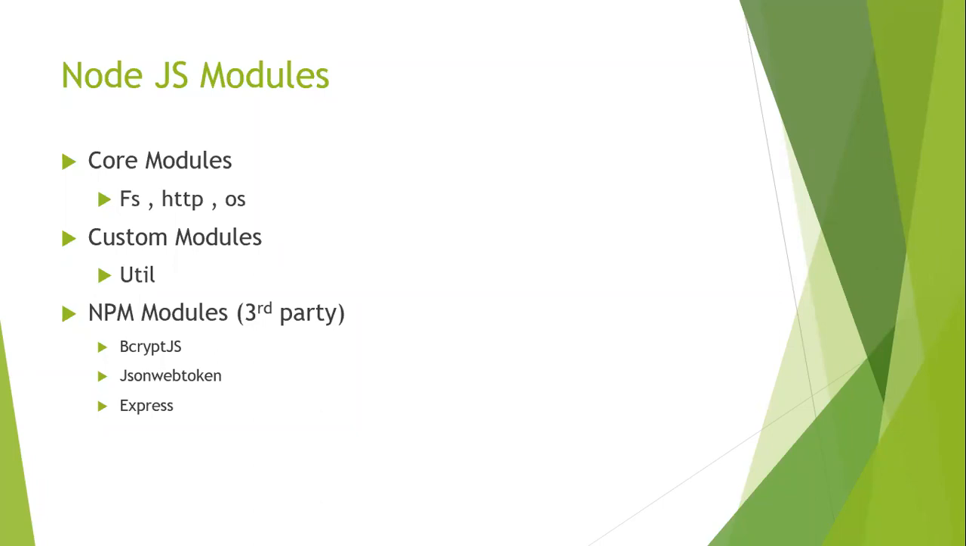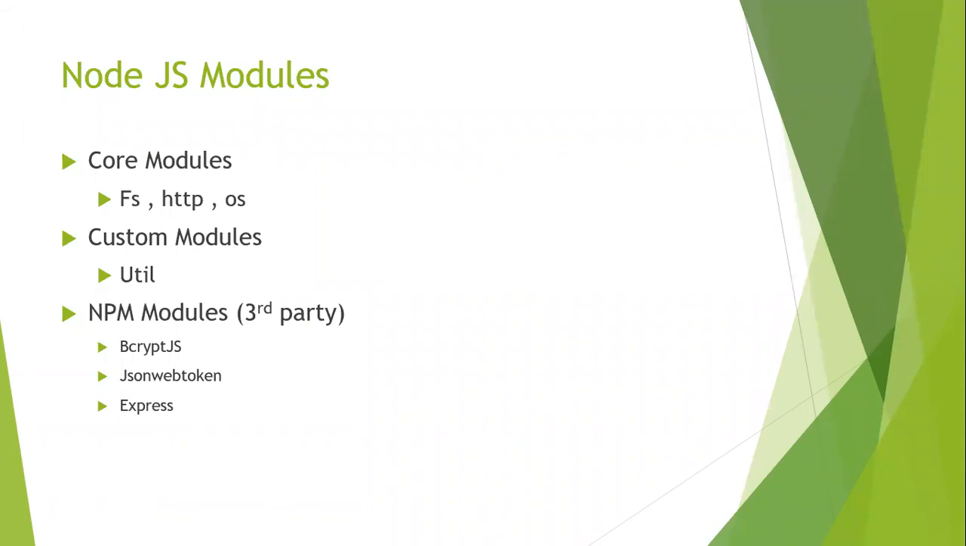And bcrypt.js, this is for password encryption. We don't need to write our own algorithm to encrypt the password, it's already made. We just have to use that external library called bcrypt.js. And JSON Web Token also uses certain algorithms to create a token based authentication system between the client and server. So this is also one third-party module.